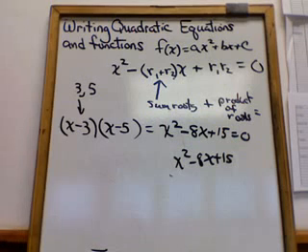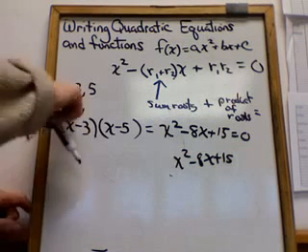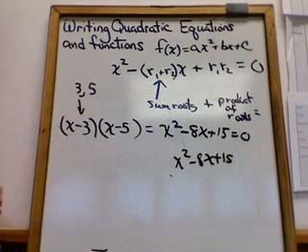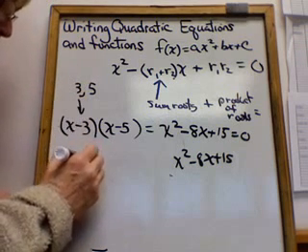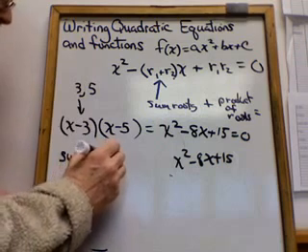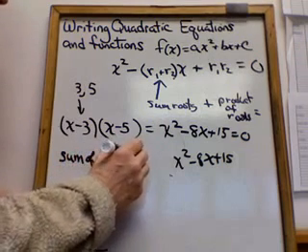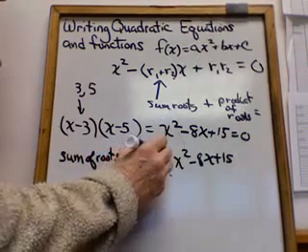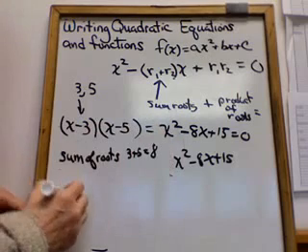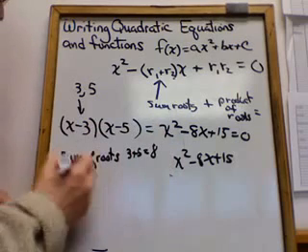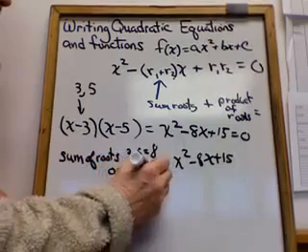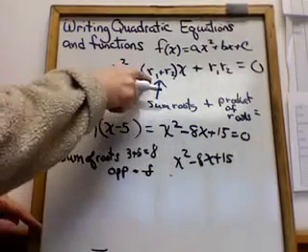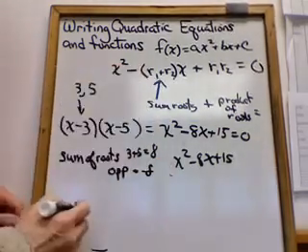Now, one way to do it is to put in the parentheses. Another way to come up with that same answer is to take the two roots and do the sum of the roots. What's the sum of the roots? 3 plus 5 equals 8. And what's the opposite of the sum? The opposite of the sum is minus 8. Remember here, the opposite of the sum of the roots.